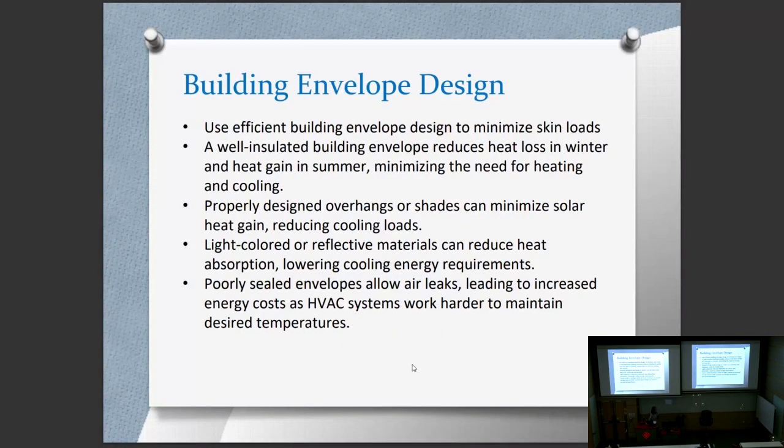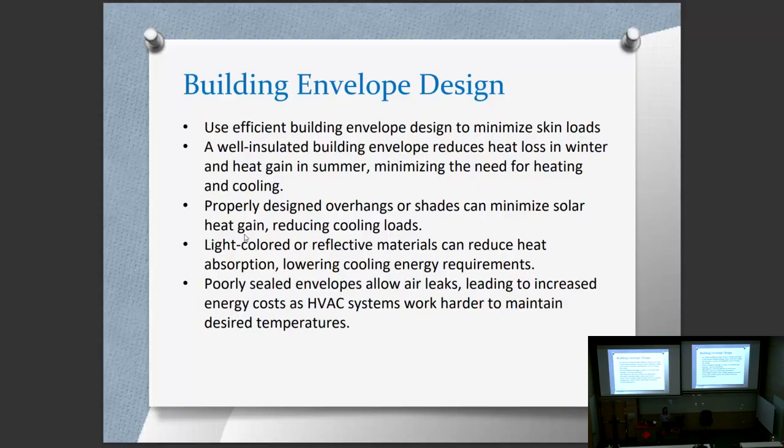And some recommendations in the building envelope design: use efficient building envelope design to minimize skin load; well-insulated building envelopes to reduce the heat loss in the winter and reduce the heat gain in the summer; properly designed overhangs to shade can minimize the solar heat gain and reduce cooling load. So in Hong Kong, we have a long cooling season. Long cooling season means we need cooling from the air conditioning system, because we have a long summer, and therefore a long cooling season.